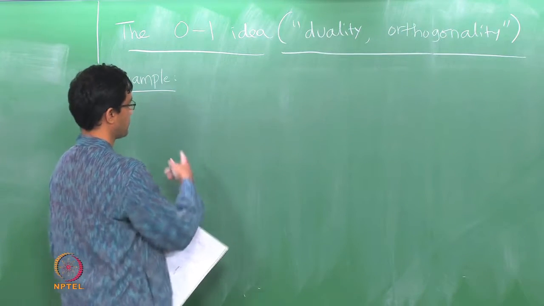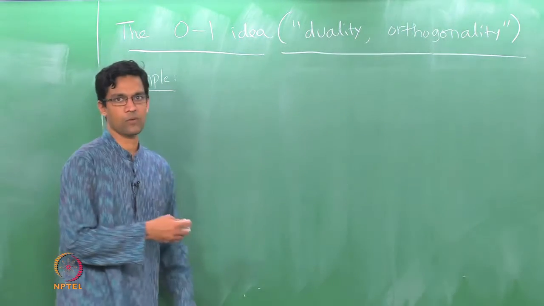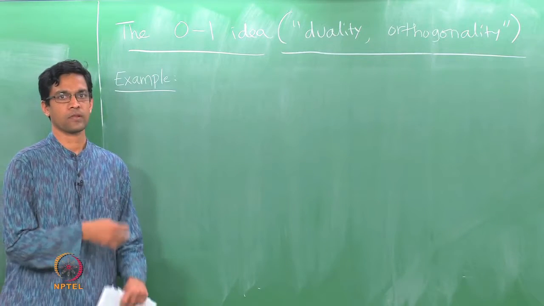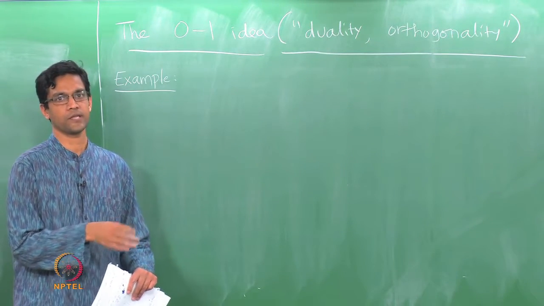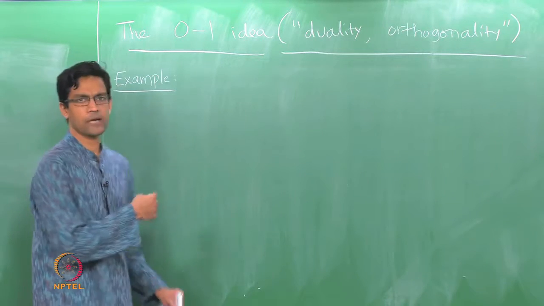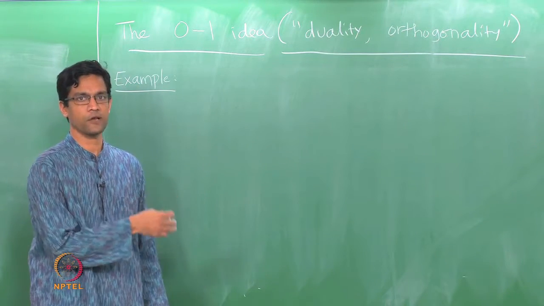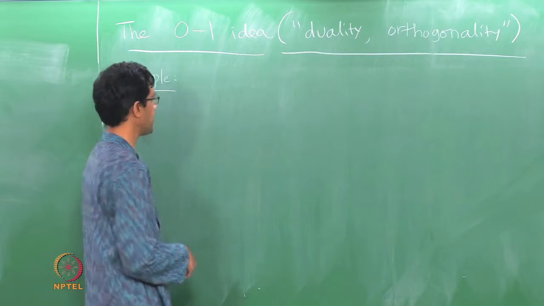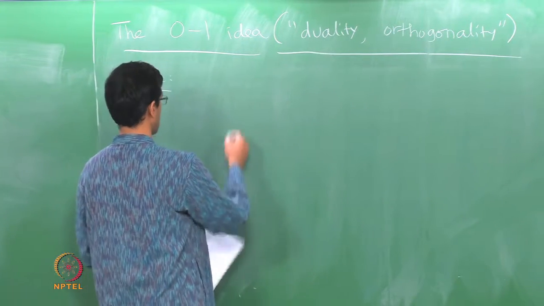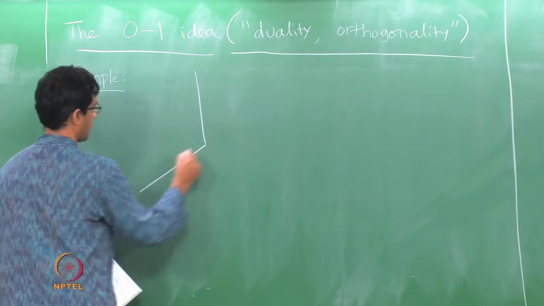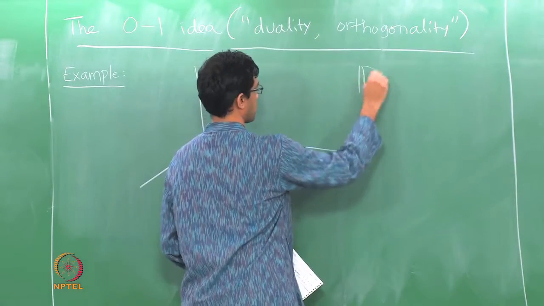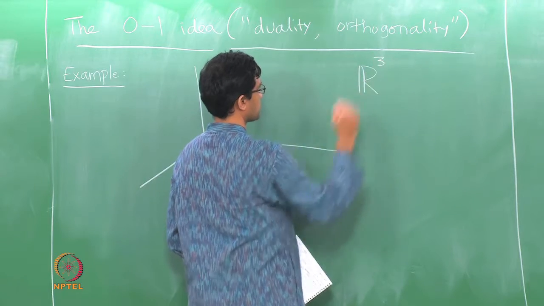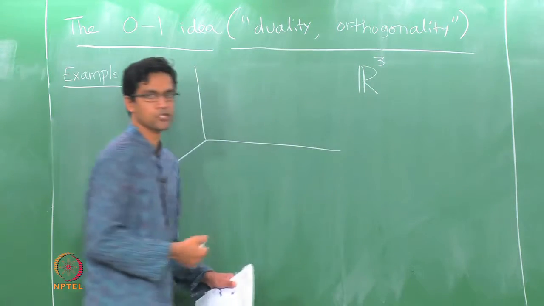For this example, it will require a little bit of recall of what vectors are in 3 dimensions. I won't go into the entire theory of vectors, just recall the basic things that I need. So here's the typical picture I have. This is what you call R3. R stands for the real numbers. R3 is just 3-dimensional space.